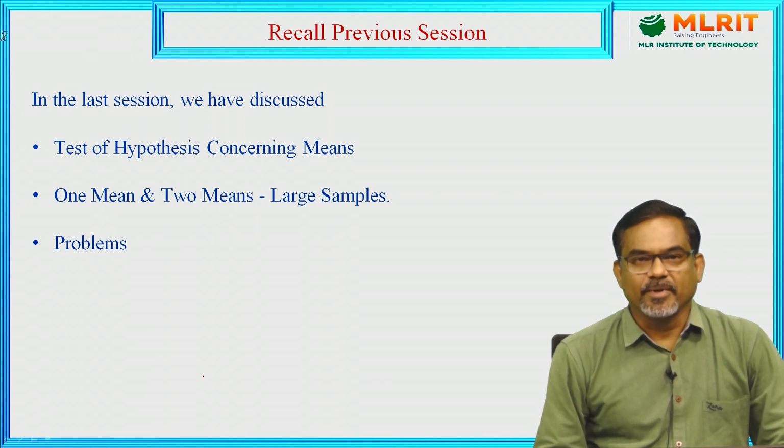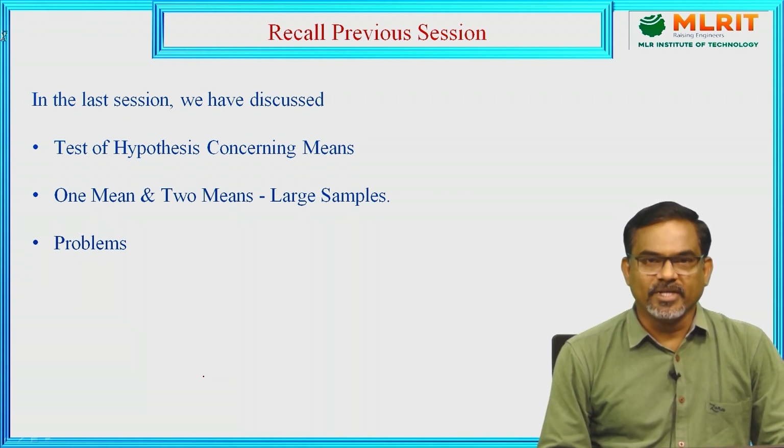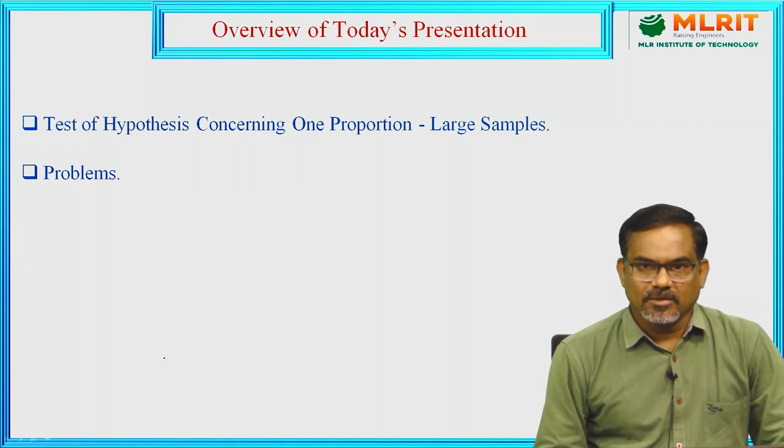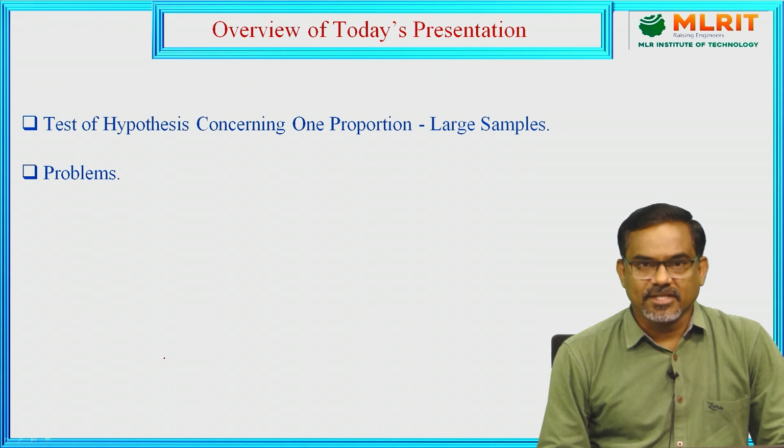Let us recall the previous session. In the last session, we discussed the testing of hypothesis concerning means, particularly one mean and two means for large samples. And also we discussed some problems on one mean and two means for large samples. Now, coming to today's presentation, we will discuss the test of hypothesis concerning one proportion for large samples and then problems on the same.